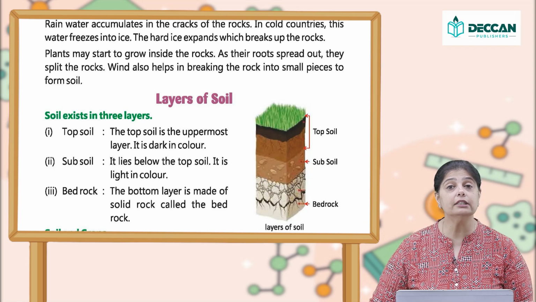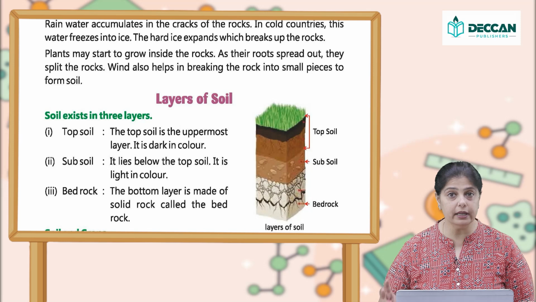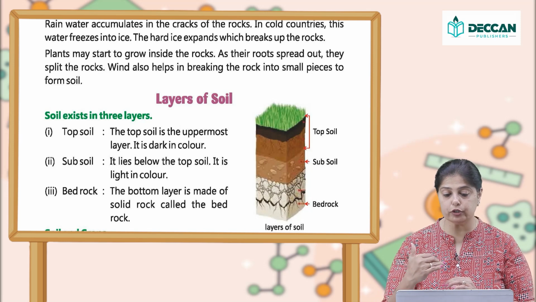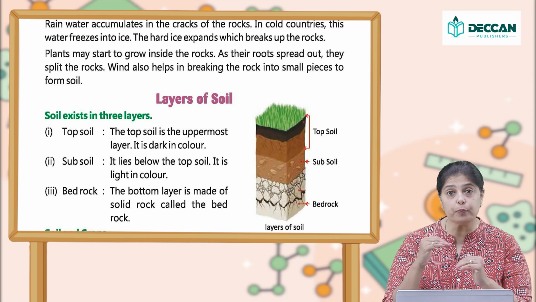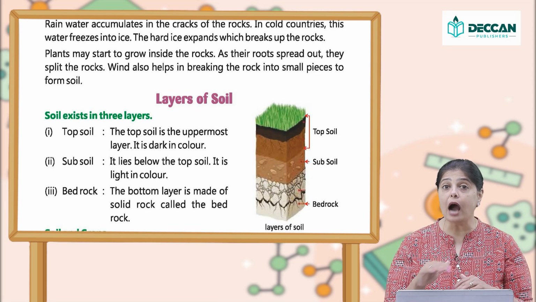Now, what are the different layers of soil? Soil exists in 3 layers. Topsoil, which is the topmost portion of the soil, the uppermost layer. It is dark in color.